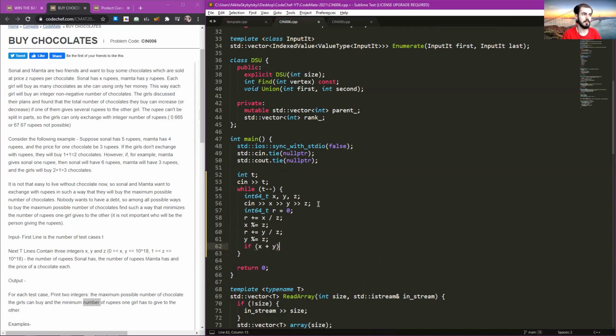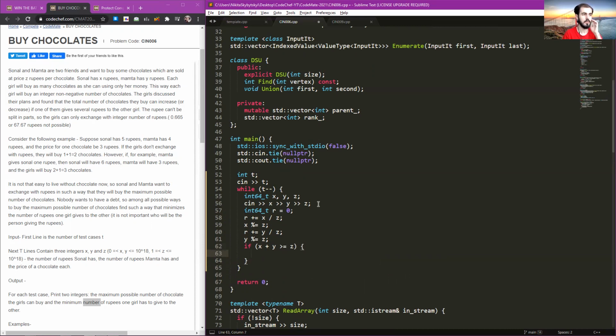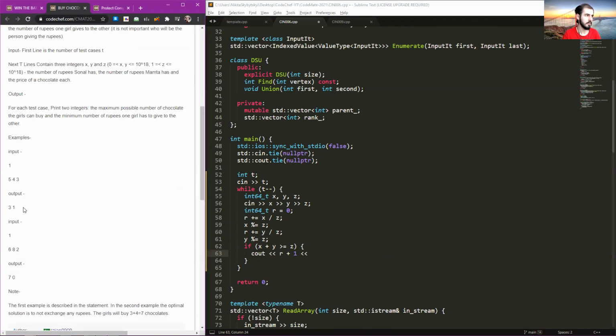If this is enough to buy one more chocolate, it can't be more than one. They can't improve by more than one. What do we want to output then? What is the output format? Okay.